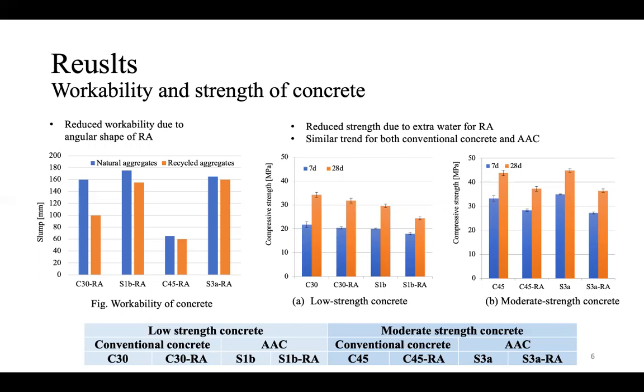Moreover, for alkali-activated concrete, the extra water used for pre-saturation of recycled aggregates might have diluted the alkali solution and then reduced the concrete strength. Note that the negative effect of recycled aggregates on compressive strength was smaller for low-strength concrete than for moderate-strength concrete, because the role of mortar strength is high in low-strength concrete, and the role of aggregates becomes higher for concrete with higher strength.